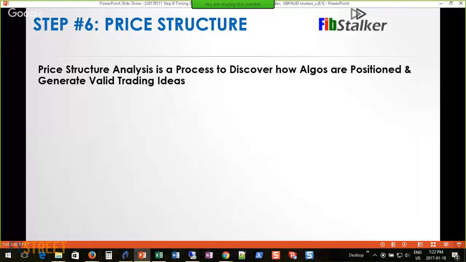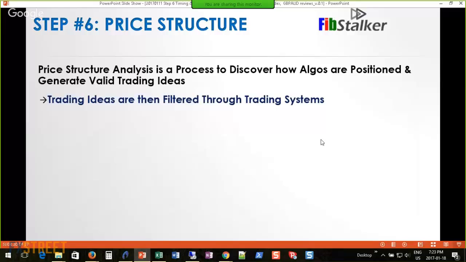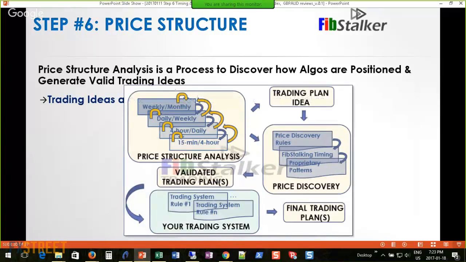Price structure analysis, on the other hand, is the process that helps us discover how algos are positioned in all time frames, and this helps us identify and generate valid trading ideas. The trading ideas are then filtered through a trading system, and I'm going to talk briefly about the trading system in step 7 next week. So to have an idea of how I structured the trading process, which includes the price structure analysis, which is this first box here, this gives you an idea.